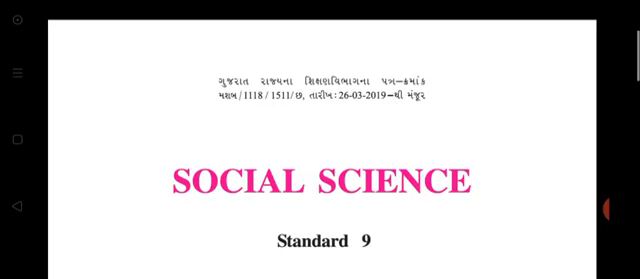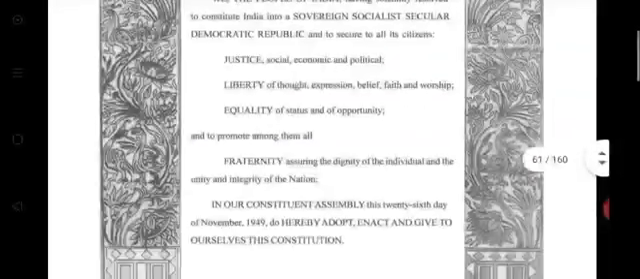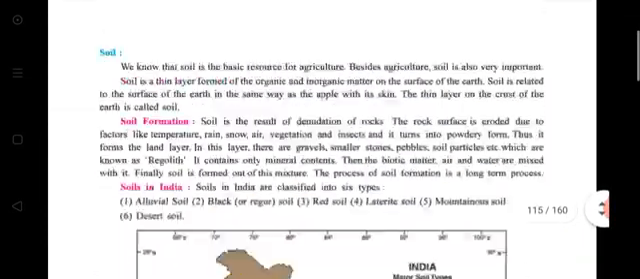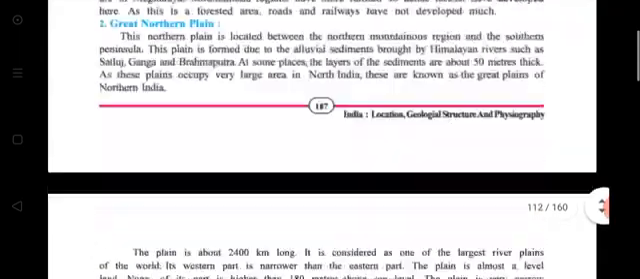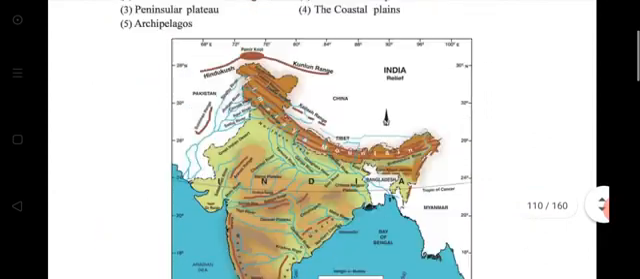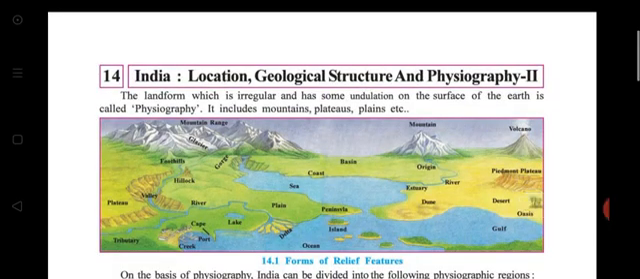So, today we are going to start lecture number 3 of chapter 14. Are you ready, all? Okay, good. Just a minute. Chapter number 14, page number 106. India location, geological structure, and physiography, part 2.